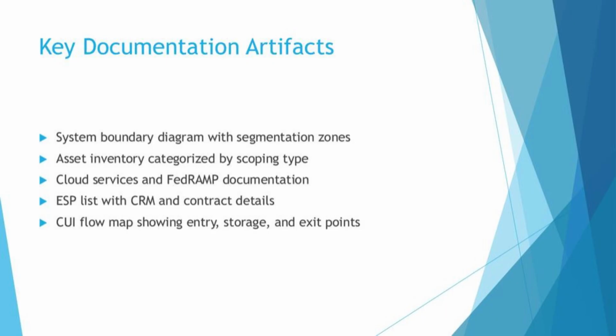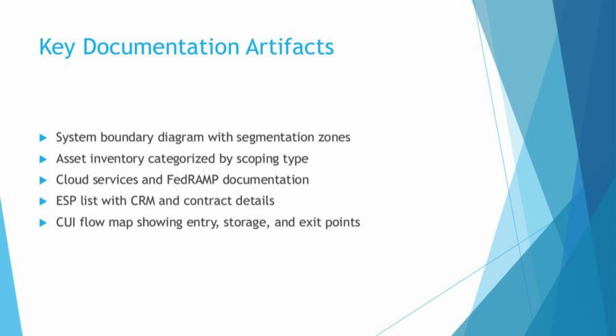And for all those external service providers? This is often a weak spot. You need ESP documentation, a complete list of every ESP involved. Crucially, you need their contract details, and most importantly, a customer responsibility matrix, CRM, for each one that's in scope. The CRM details who does what for each CMMC control. Vendor responsibility, shared responsibility, your responsibility. Yeah, exactly. And you need this CRM finalized and ideally signed off before the assessment starts.